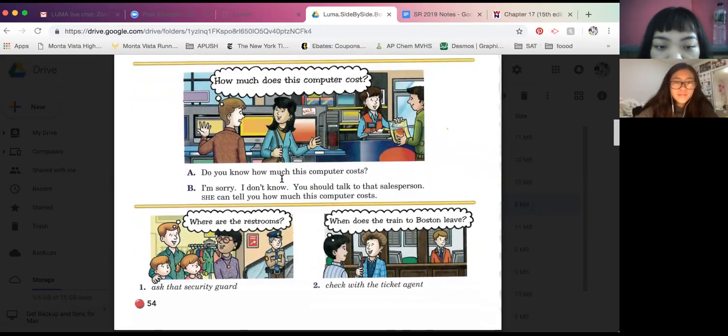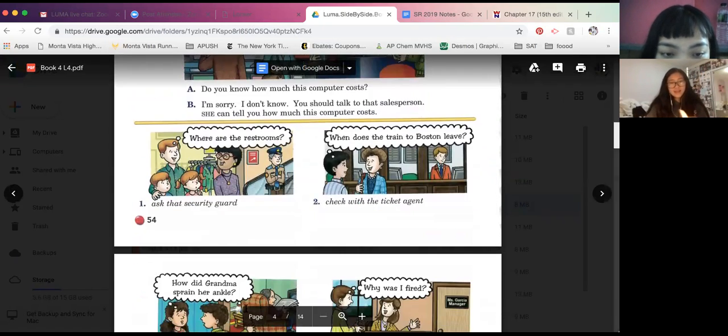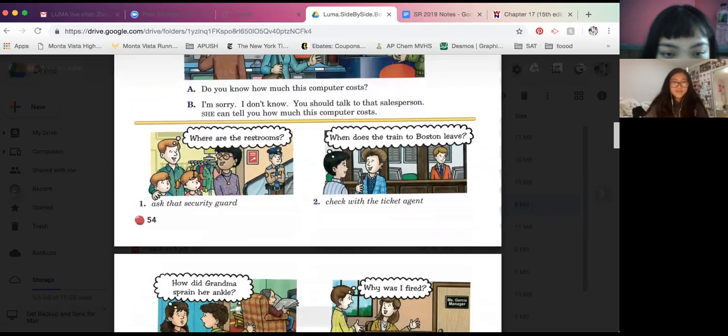Do you know how much this computer costs? I'm sorry, I don't know. You should talk to that salesperson. She can tell you how much this computer costs. Okay, let's do this. Do you know where the restrooms are? I'm sorry, I don't know. You should ask that security guard. He can tell you where the restrooms are. Yeah, perfect.